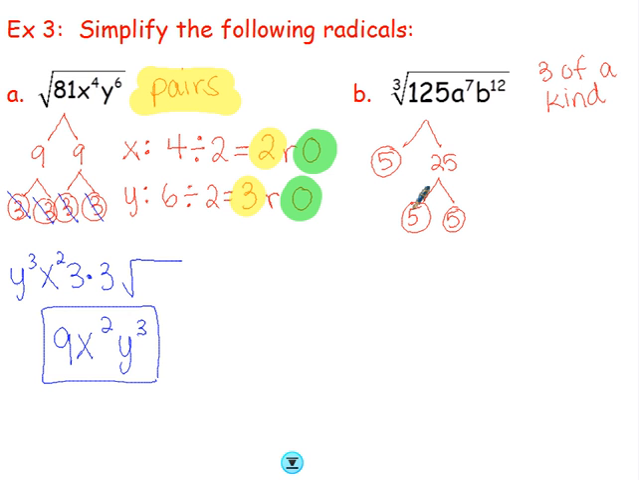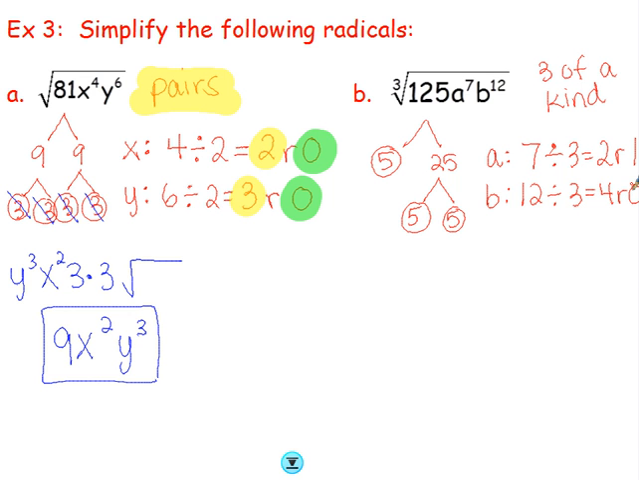Let's look at the A's. We have 7. Since we want groups of 3 this time, we're going to divide by 3. That goes in 2 whole times with a remainder of 1. The B's, we have 12. We're looking for groups of 3. That goes in 4 times with the remainder of 0.